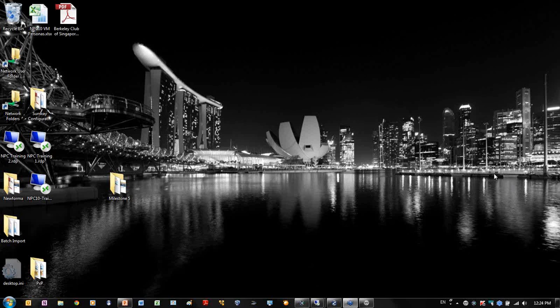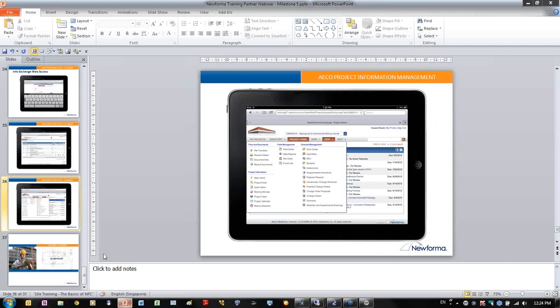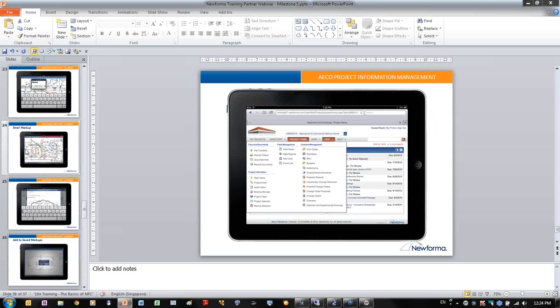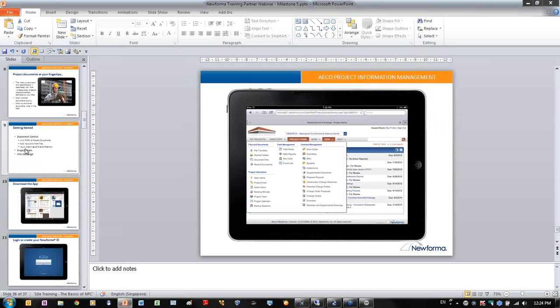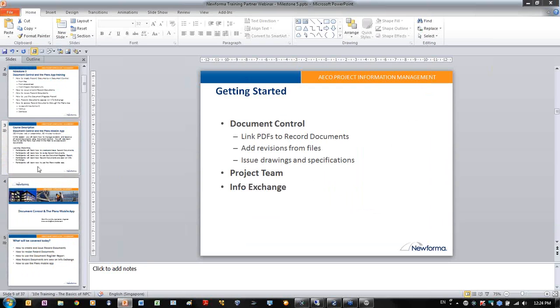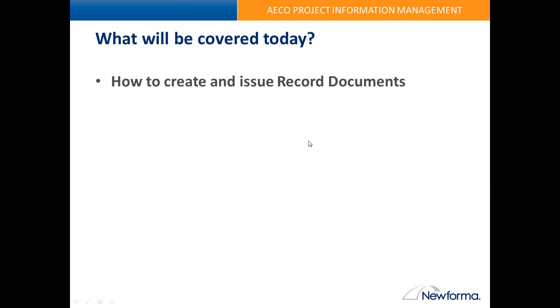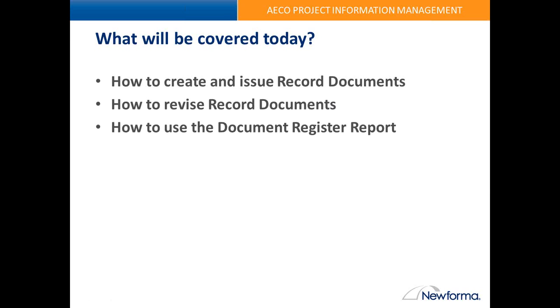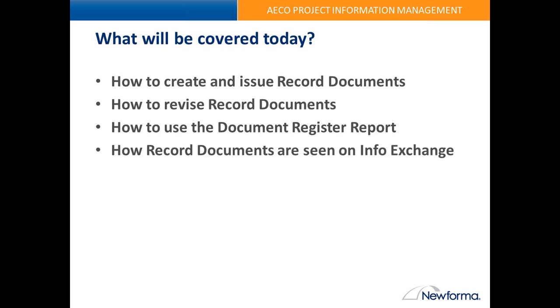I'd like to take any questions that you have. I think I've managed to cover everything. Just in summary, I'll go back just to check as we've gone through. So we've looked at how to create and issue record documents, how to revise those record documents, how to use the document register report, how those record documents are seen on InfoExchange, and using the Plans mobile app.